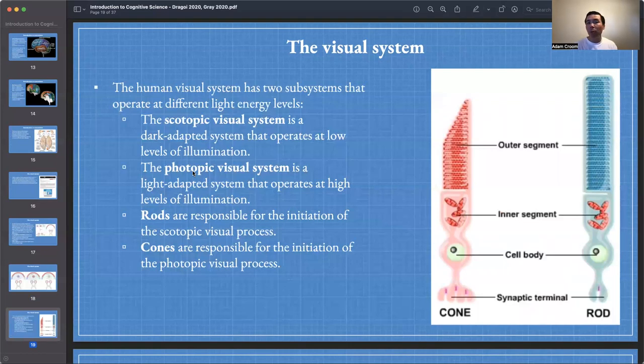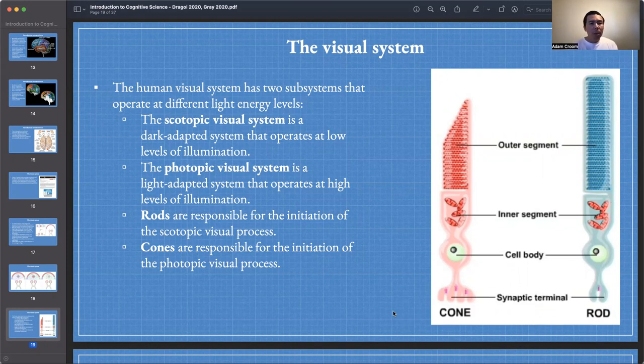So the human visual system has two subsystems. And are we noticing subsystems within systems in the human body and the human cognitive system? This is really amazing. The human visual system has two subsystems that operate at different levels of light energy. And over here, you'll see I provided a figure of rods and cones for you.